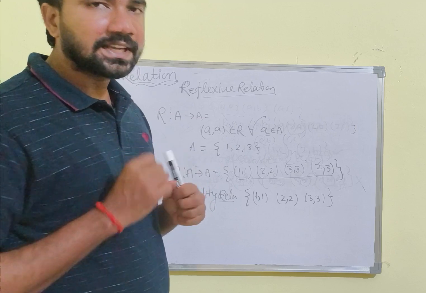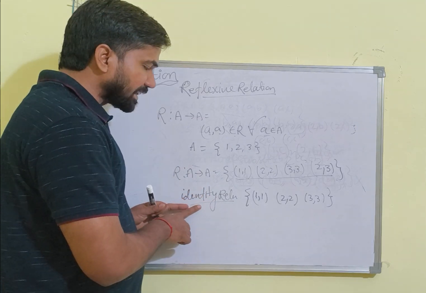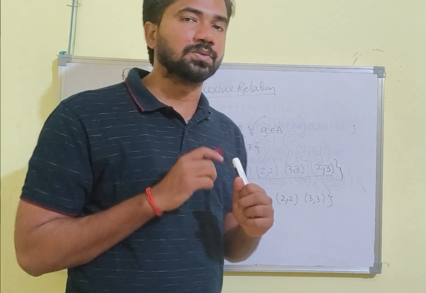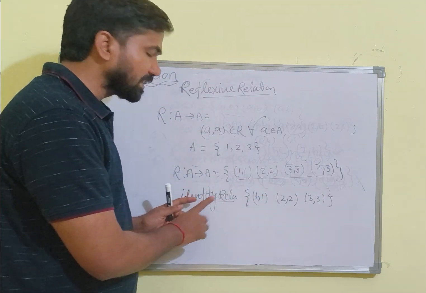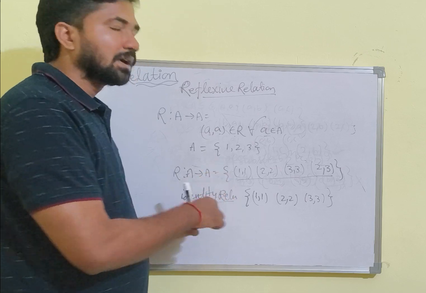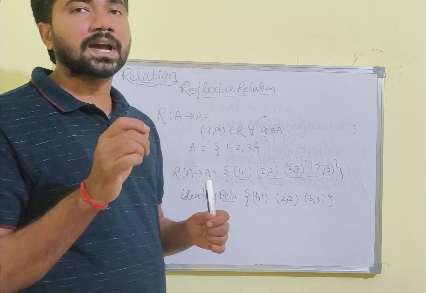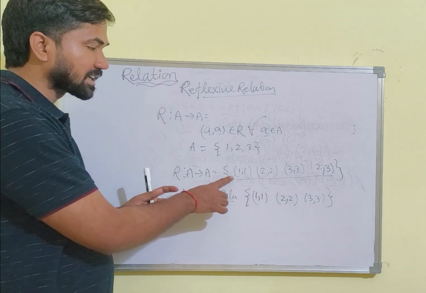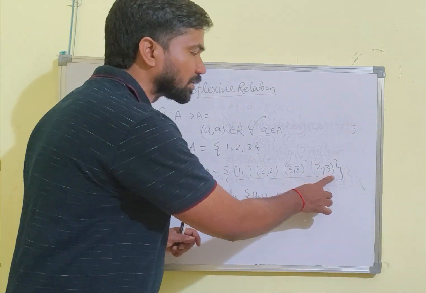So in this way we can say that every identity relation is a reflexive relation, but the reverse is not true. Means if it is identity, then definitely it is reflexive. But if it is reflexive, there is no guarantee it is identity. See here, this is reflexive, but it cannot be identity because 2 is related to 3.